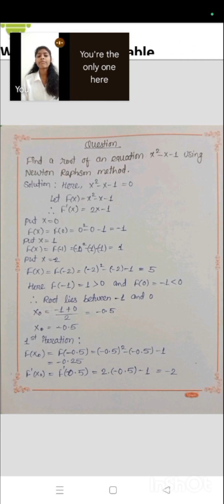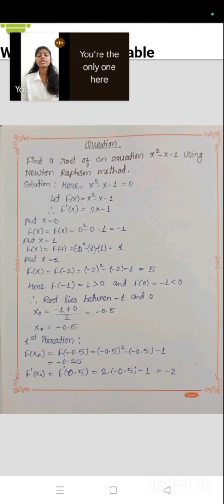Let f of x is equal to x square minus x minus 1 and f dash x is equal to 2x minus 1. Here we put x equal to 0 in f of x. So the value of f of 0 is equal to 0 square minus 0 minus 1. So the value is minus 1.